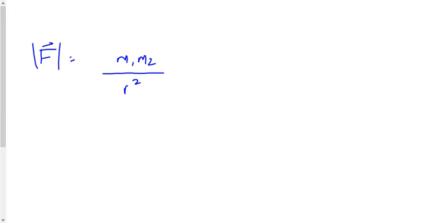Now, it's not exactly equal to M1 M2 over R squared, but it's close. We put that little fudge factor in front of it, that constant in front of it, G, the gravitational constant. And the value of that's on your data sheet, right? It's 6.67 times 10 to the minus 11 Newton meter squared per kilogram squared.